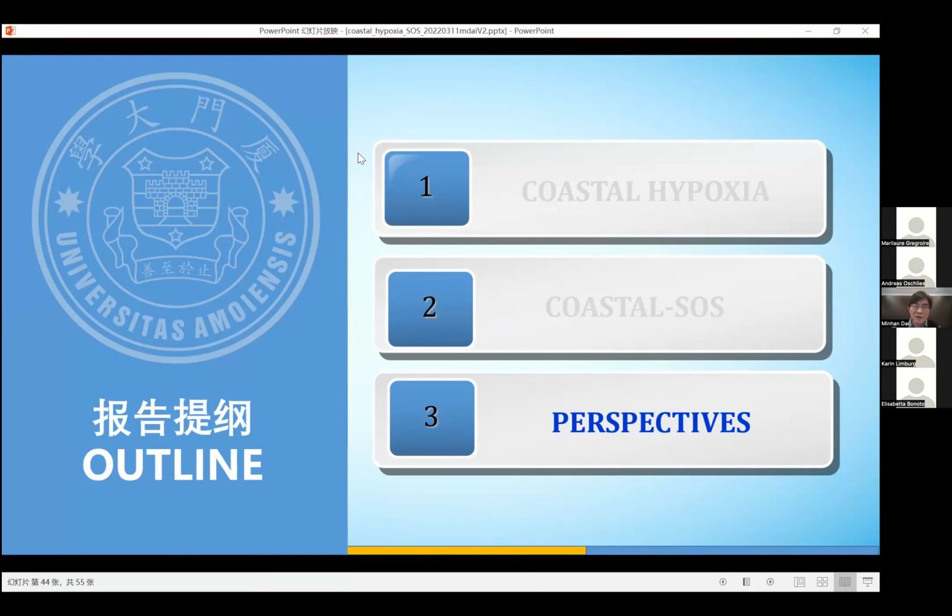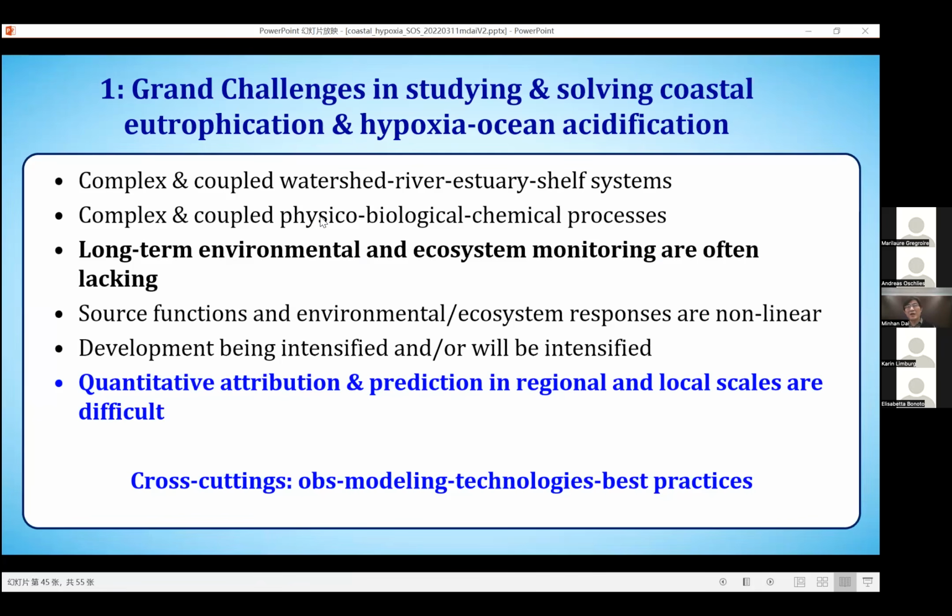I would like to end my presentation with two perspectives. One is, I think we are still facing a grand challenge in studying and solving coastal eutrophication and hypoxia, if you bring in also ocean acidification, because the watershed-river-estuary-shelf is a very complex coupled system, and you are looking at not only oxygen, you are looking at the physical, biological, chemical processes coupled together, determining the multiple stresses and the different dimensions of the consequence.